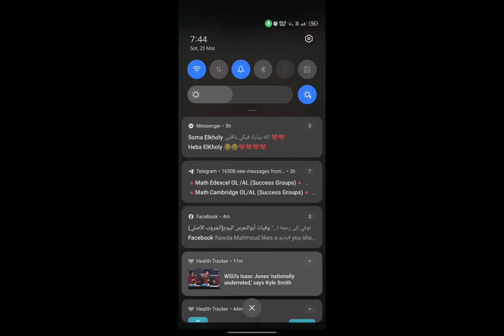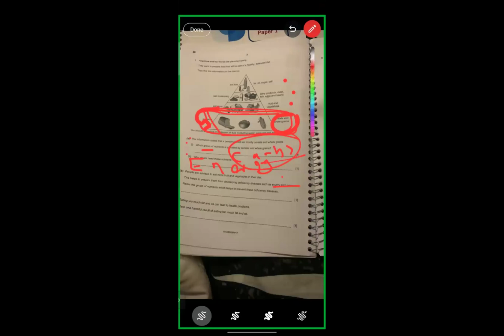Okay. Name the group of nutrients which helps to prevent these deficiency diseases. I don't know. Scurvy and rickets are related to the deficiency in vitamin C and vitamin D. So which group am I talking about to provide me with the vitamins? The second group that will give us vitamins and minerals, from fruits and vegetables. So I just write fruits and vegetables. Yes, because it says name the group. What is the name of the group?